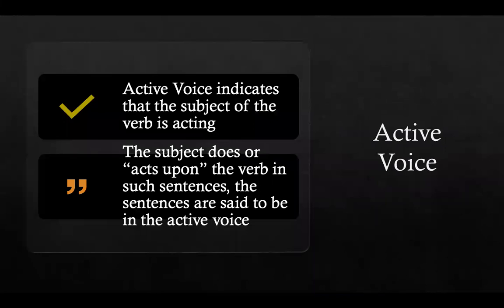So, active voice indicates that the subject of the verb is acting. The subject does or acts upon the verb. In such sentences, the sentences are said to be in the active voice. The subject acts upon the verb. That might be a quiz question. I suggest you write it down.